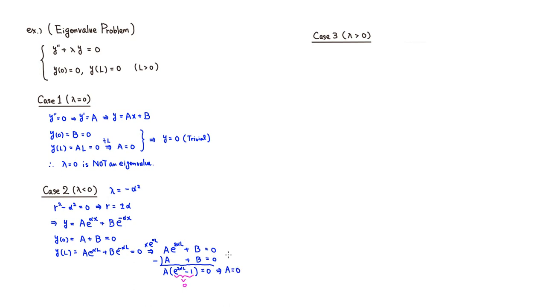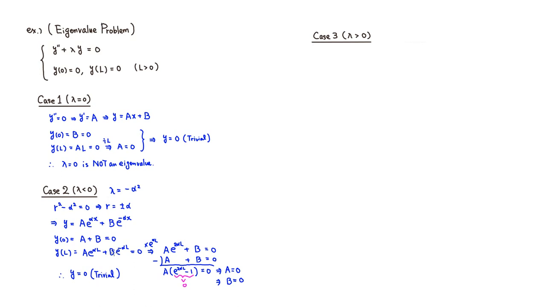Then here, we can plug in 0 into this equation, so b has to be equal to 0 too, right? Which means that you have only one solution, which is a trivial solution. So it looks like case 2, when lambda is negative, there is no eigenvalue because we have only the trivial solution. All right, so let's look at the third case.